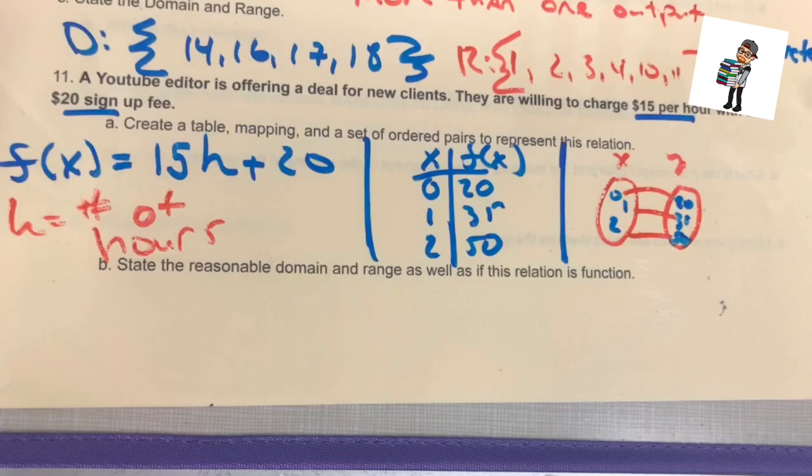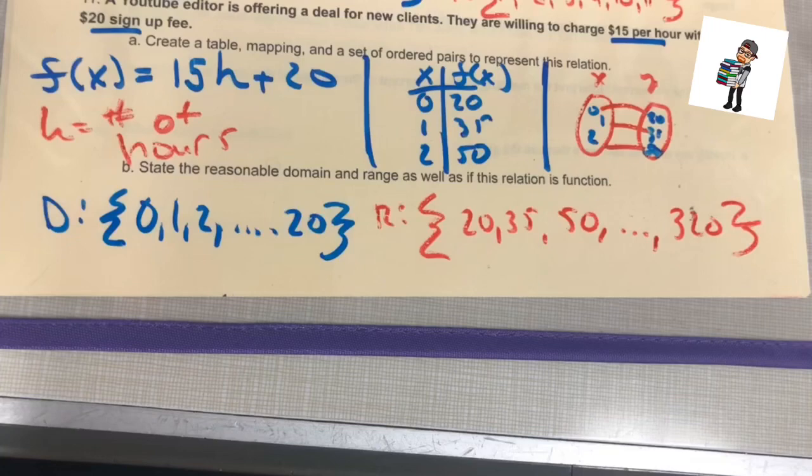For this one, you have to figure out what's going on. So make a function notation, 15h plus 20. H is the number of hours, and this is represented multiple ways. State the reasonable domain and range, what makes sense. Now, obviously, for this job, you can hire people for as many hours as you'd like, but I just went from 0 to 20 and then showed the associated costs to match that.